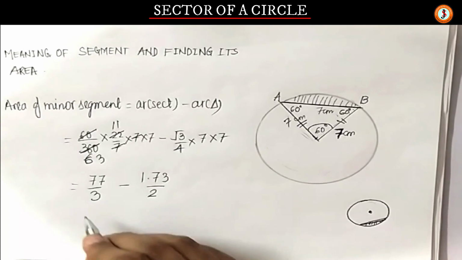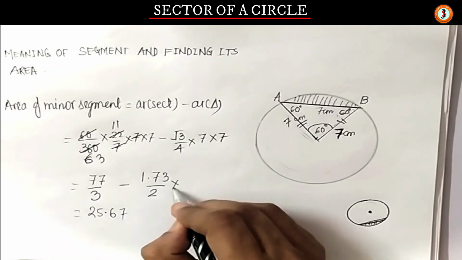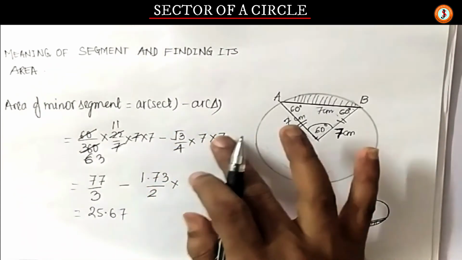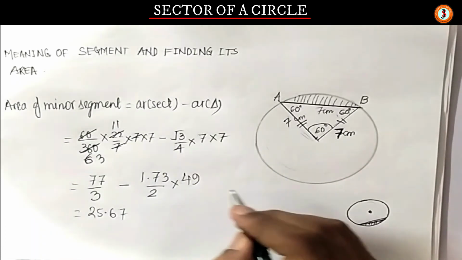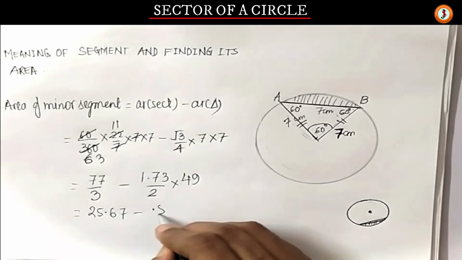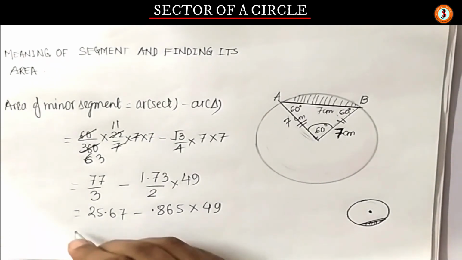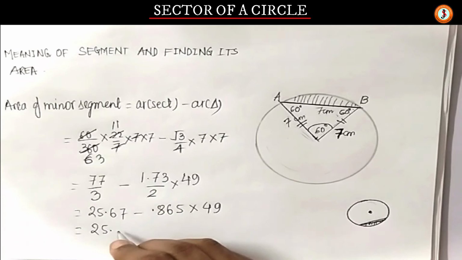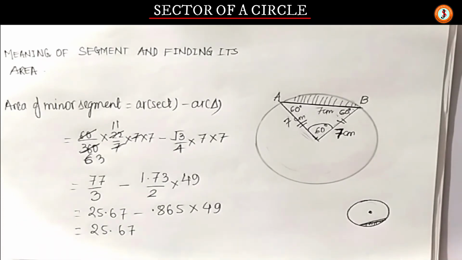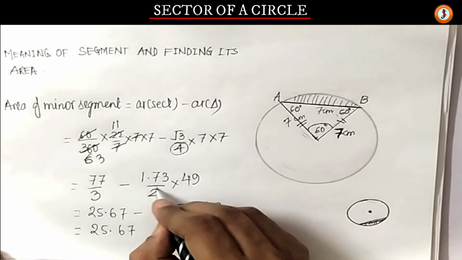minus this is 1.732. So 77 by 3 is 25.67 minus root 3 by 4 side square, so this is 49. Now 1.732 divided by 2 is 0.865 into 49. So 0.865 into 49, 25.67. Now this will be root 3 by 4 into 7 square. So root 3 is 1.732 and actually this is 4 over here.